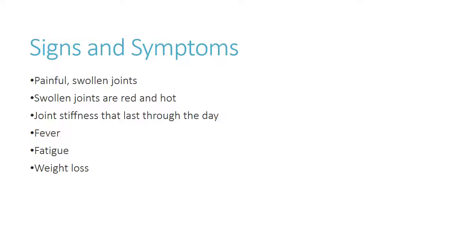Signs and symptoms of rheumatoid arthritis are painful, swollen joints due to inflammation in the synovium. Joints may be red and hot. Morning joint stiffness will last beyond the first 5 to 10 minutes after waking. Joint stiffness may worsen after activity. Fatigue, fever, and weight loss are other symptoms present during rheumatoid arthritis.